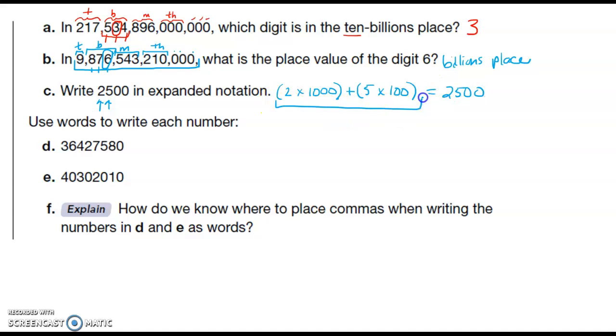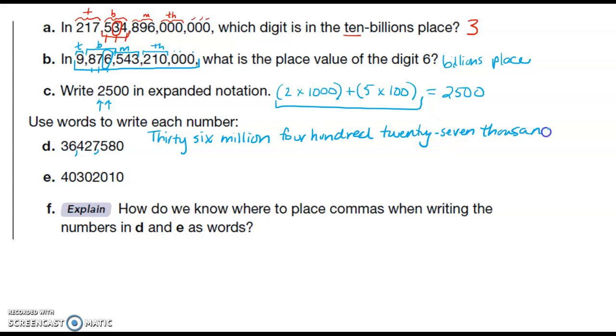This is expanded notation. Use words to write each number. This gets a little more difficult. The first thing I'm going to do is add commas. So 1, 2, 3, comma, 1, 2, 3, comma. So I have 36 million, 427,000, 580.